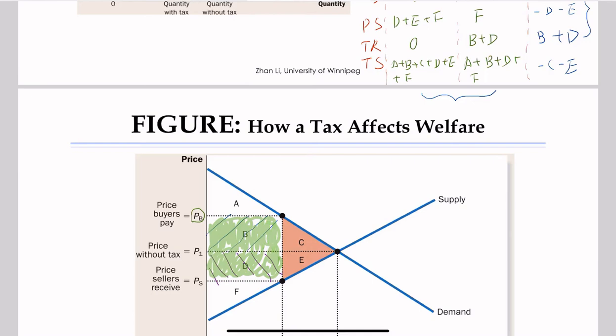deadweight loss if there is a tax. The deadweight loss is just given by this triangle, and you can see that the three sides of this triangle are the size of the tax, demand curve, and supply curve. So basically, the deadweight loss of a tax can be measured by a triangle which is formed by the tax, the demand curve, and the supply curve.